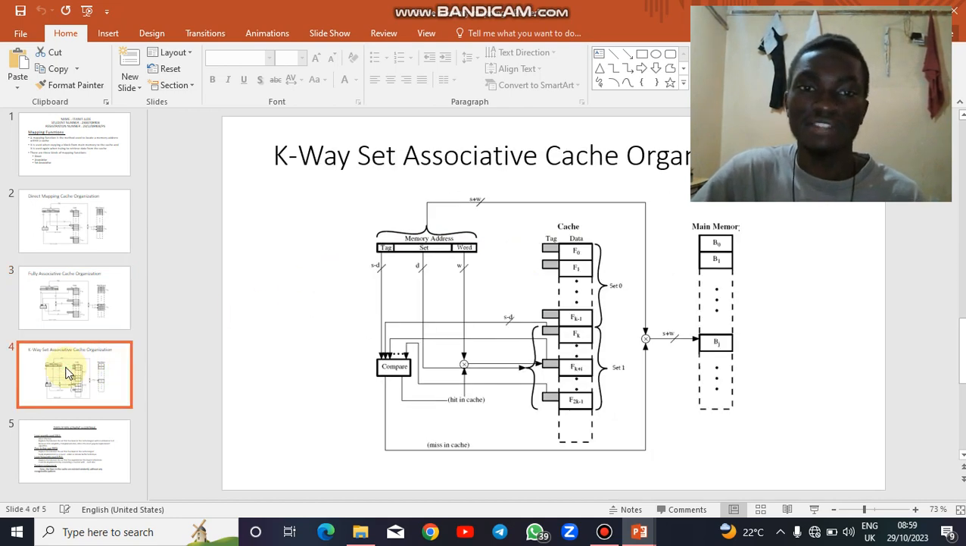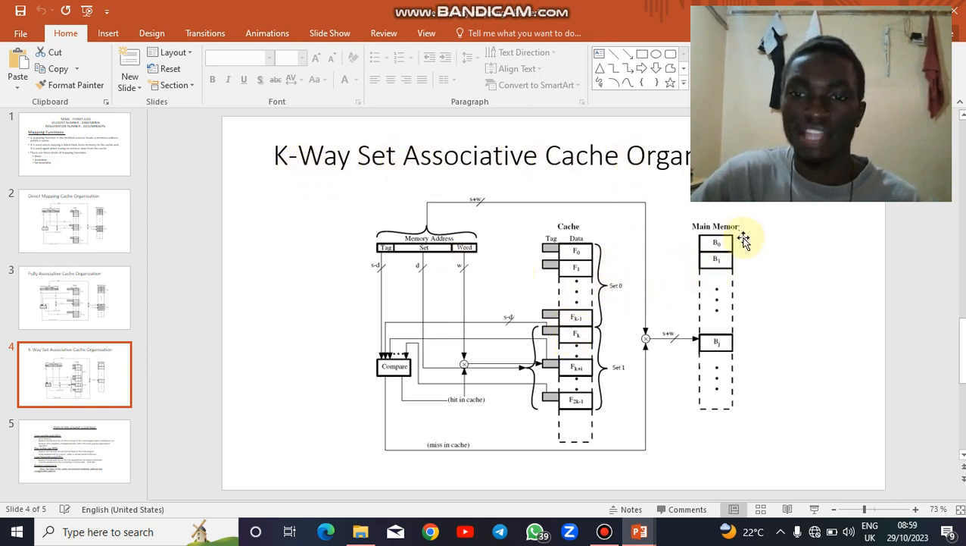Then the third one and the last one is the K-way set associative cache organization. Here, the main memory is still divided into blocks as usual, and the cache is divided into sets. Each set has the same number of lines. If a particular set has like 4 lines, we shall call it 4-way set associative cache organization. If it has 5 lines, it is 5-way set associative cache organization.